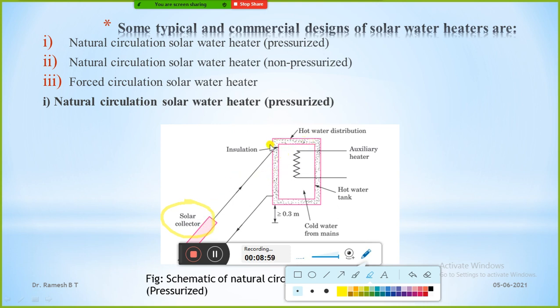The tank is not completely hot water. At the top there is hot water, which is lighter, and at the bottom there is cold water with a very high density, so it is denser. Once the hot water moves to the top, the bottom supplies cold water again to the collector and absorber system. In the absorber, it again absorbs the energy, becomes lighter, and moves to the top. In this way, hot water is available at the top of the tank.